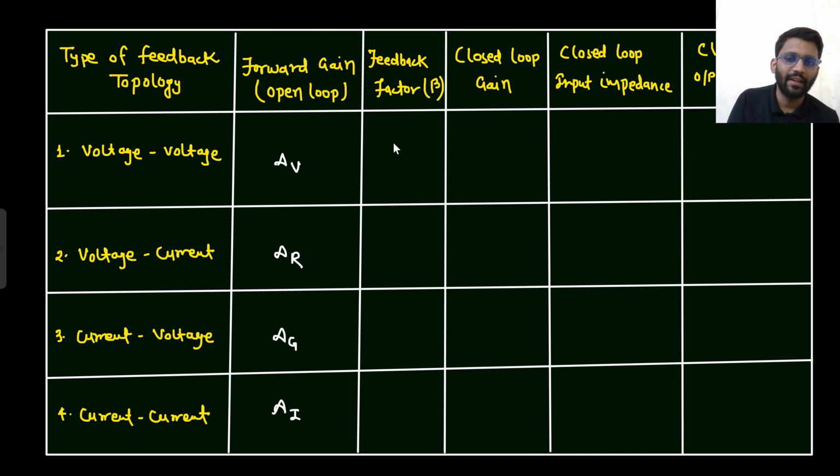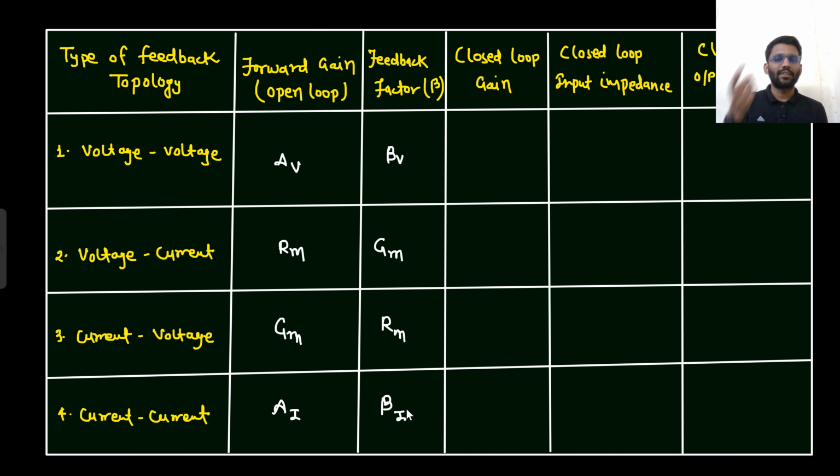What will be the feedback factor here? It will be beta V. In case of this one, I was showing it with RM and this with GM. Remember, output voltage, input current RM, and this with GM. So what was the feedback factor here? It was beta I. What was the feedback factor here? It was GM. And what was the feedback factor here? It was RM.